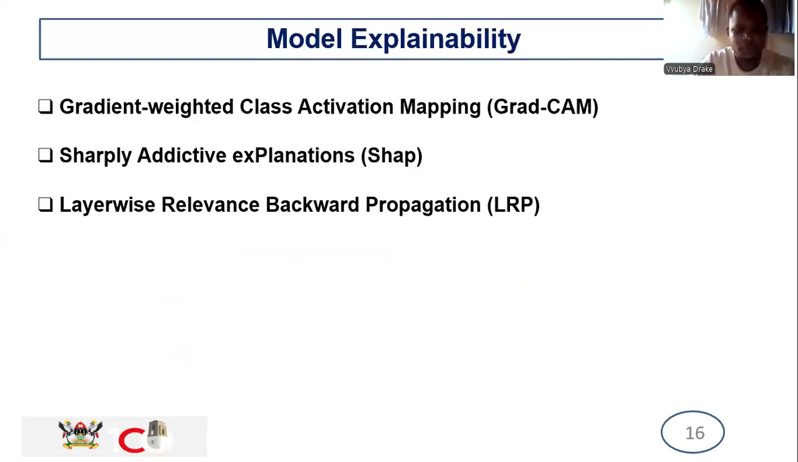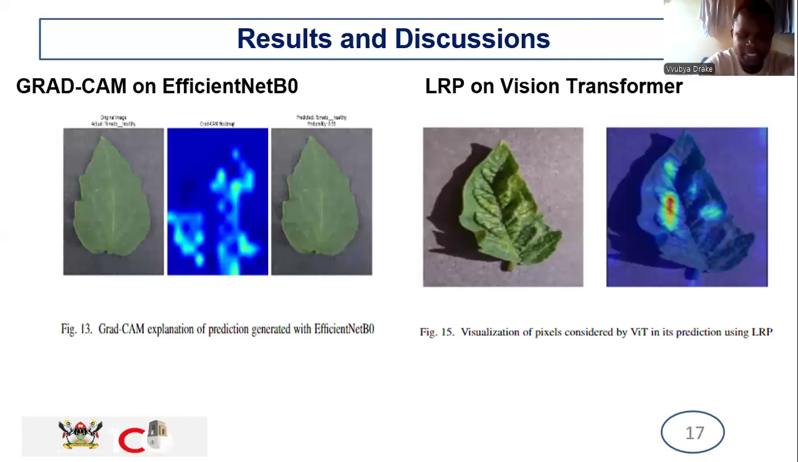Then from that, to solve the problem of the black box nature of these pre-trained models, we used three different explainability techniques. We used Gradient-weighted Class Activation Mapping. We used Shapley additive explanations and Layer-wise Relevance Propagation. Grad-CAM uses gradients targeting features in the final convolutional layers, generating highlights of the regions considered in the model's prediction, as we can see.